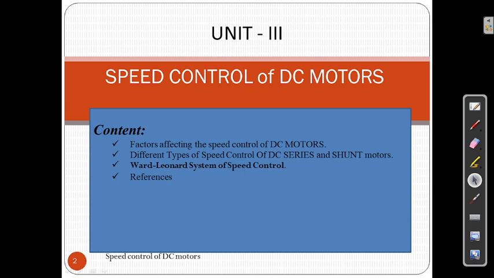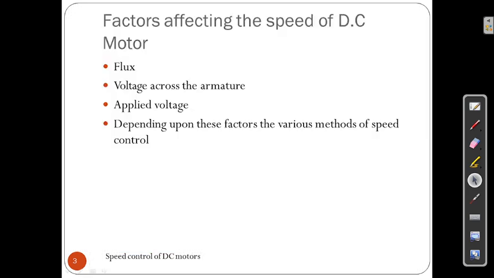The main content is the factors affecting the speed control of DC motors and the different types of speed control of DC shunt and series motors. Then we will see the Ward Leonard system of speed control. Then we'll see them one by one.